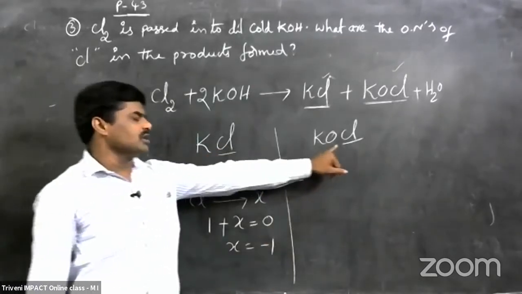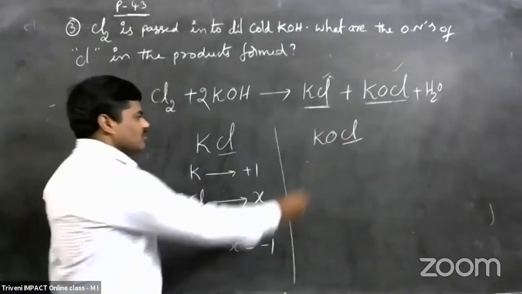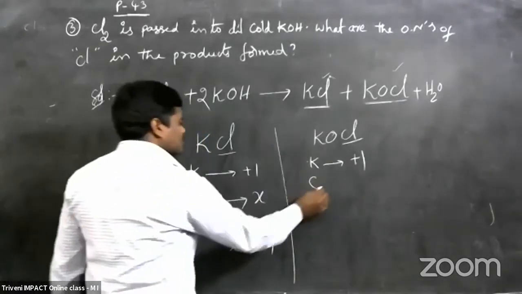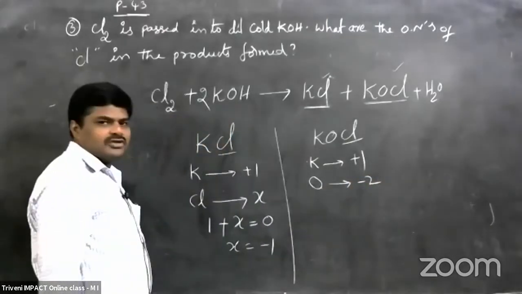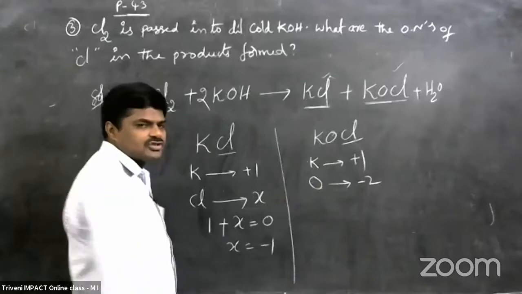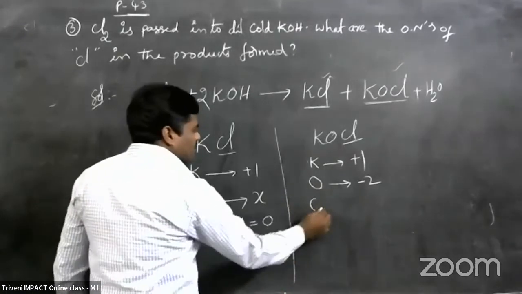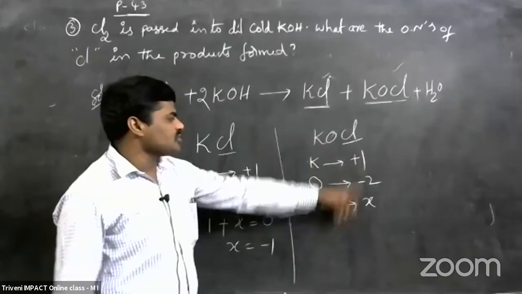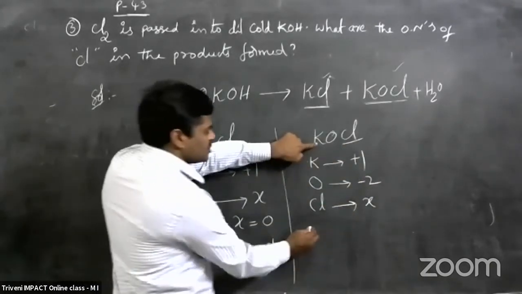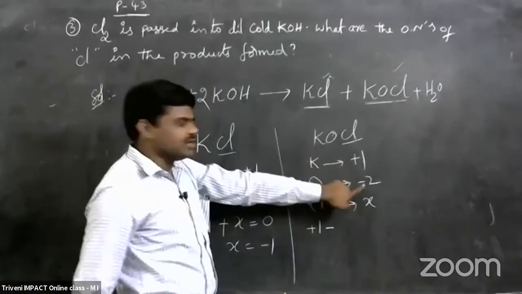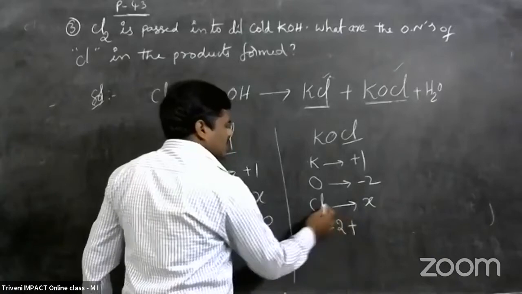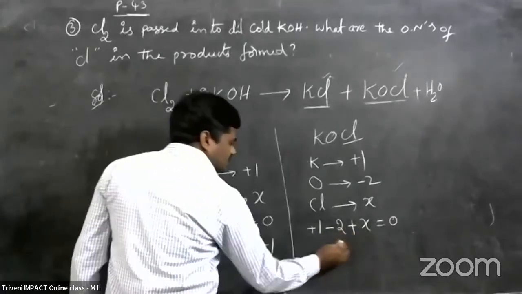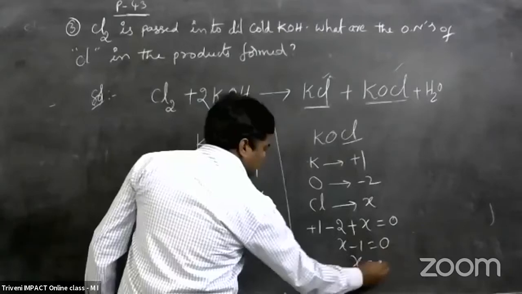In the same way, in KOCl, the chlorine oxidation number. Potassium oxidation number is +1. Why? Because it is an alkali metal, a first group element. And oxygen oxidation number is -2, the general oxidation number. It is not a peroxide, it is not a superoxide. And let the oxidation number of chlorine be X, because that is what we should calculate. So the sum of the oxidation states is equal to 0. Potassium oxidation state is +1 plus oxygen oxidation state is -2, plus Cl oxidation state X is equal to 0. So +1 -2 plus X is equal to 0, so X -1 is equal to 0, X is equal to +1.